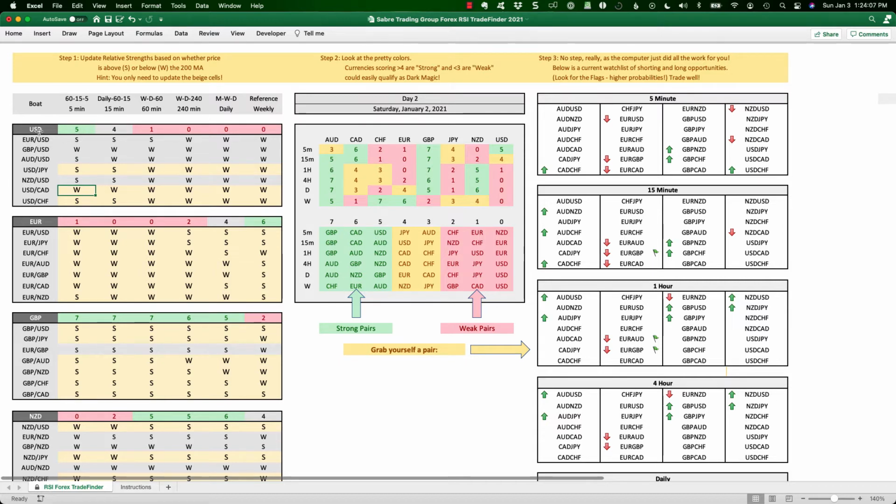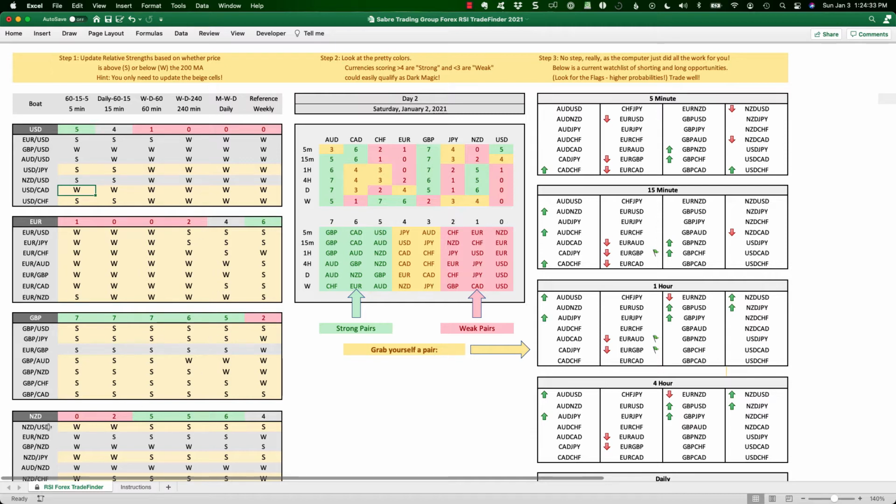So we had the US dollar being stronger against the euro, stronger against the Aussie, stronger against the yen, stronger against the Zealand, stronger against the Swiss. So it scores a 5 on the 5-minute chart. And anything in green is what scores 5 or above on this particular aspect of the spreadsheet here. And anything that's red is weak on that chart, basically something that scores less than a 3.